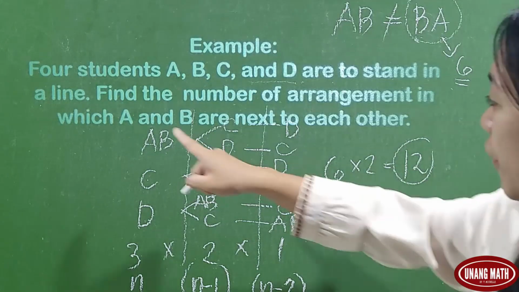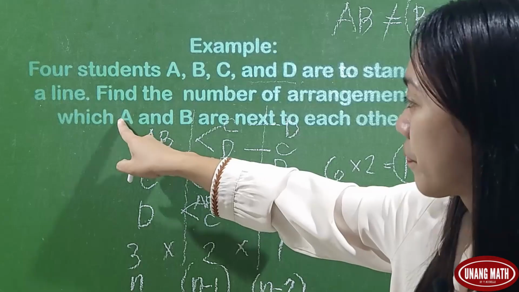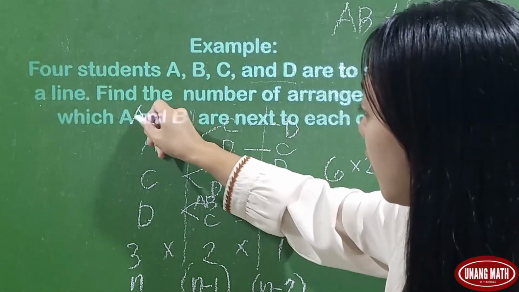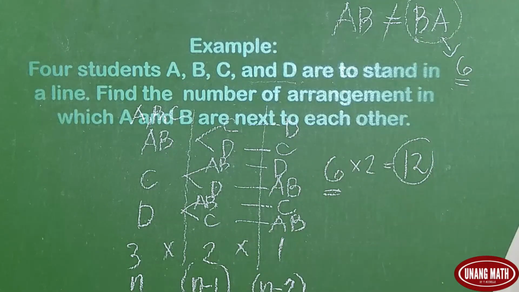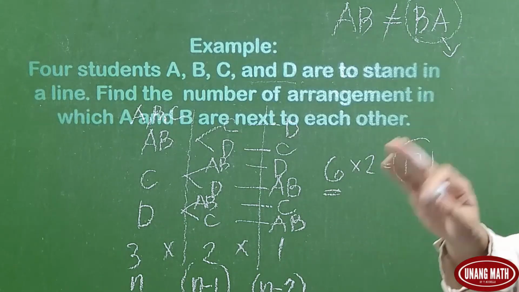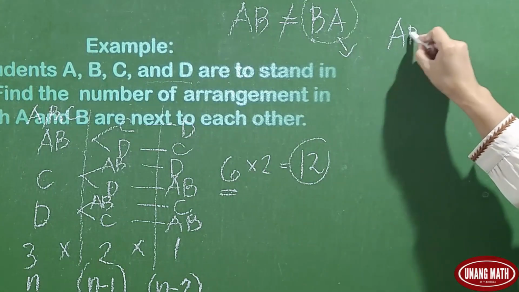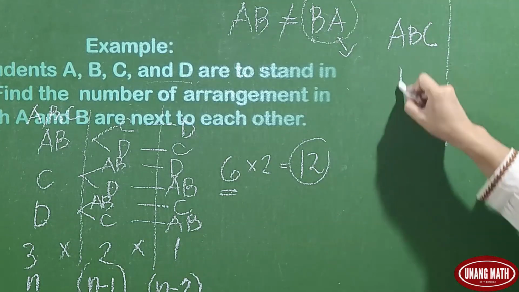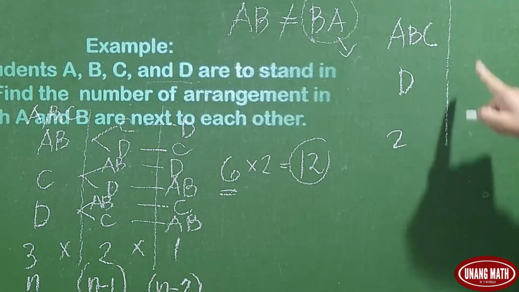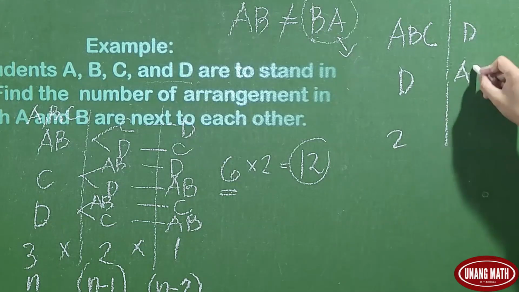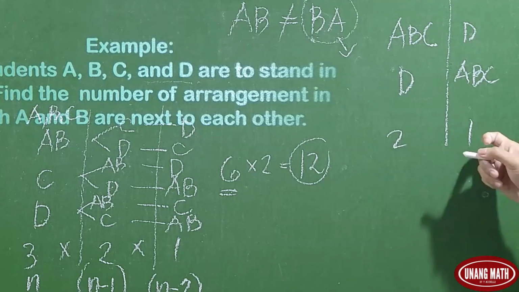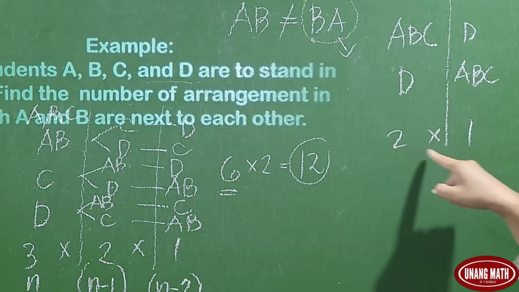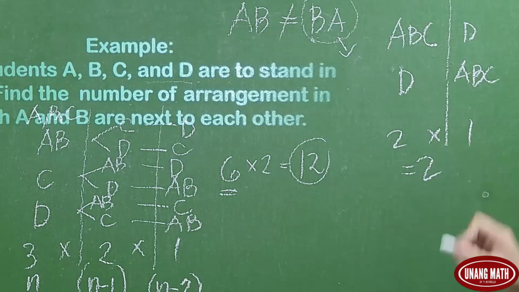Okay, I'm going to give you another example. Let's say the condition here is A, B, and C are next to each other. So in this case, we have to put A, B, C in one group. So we have here ABC. So in the first line, we have 2 outcomes. In the second line, we have 2 outcomes also. But since we used one here already, so n minus 1, we have 1. So here is equal to 2 outcomes.